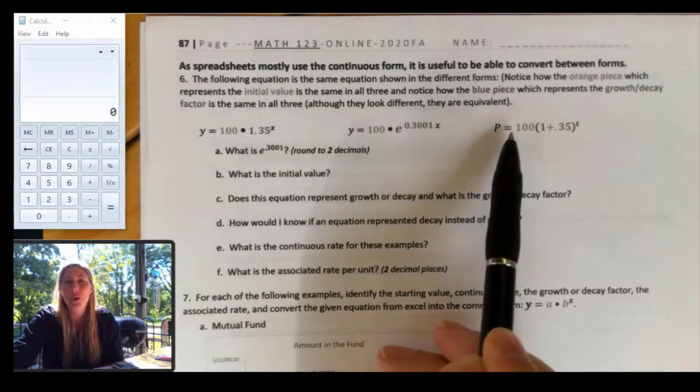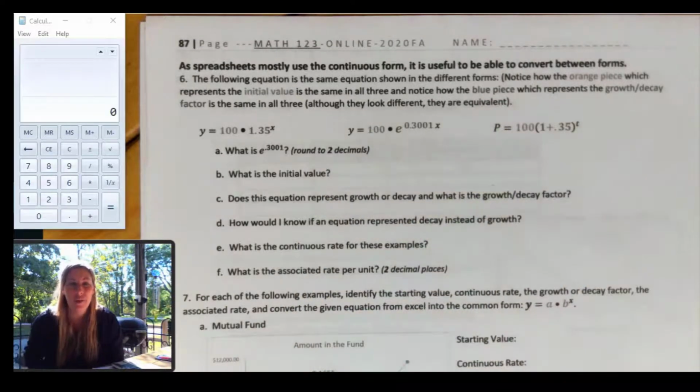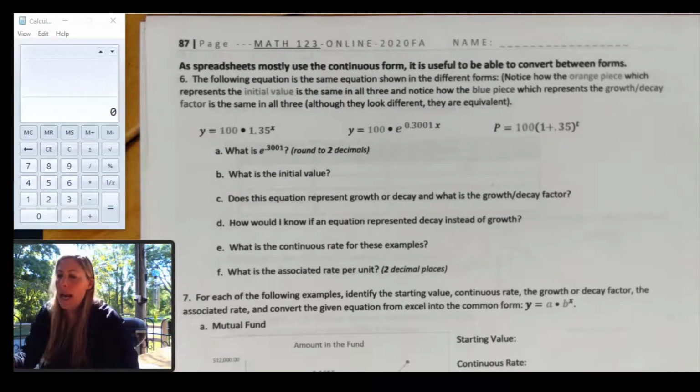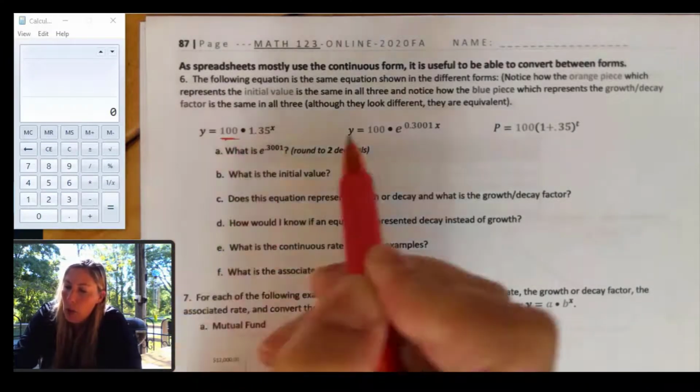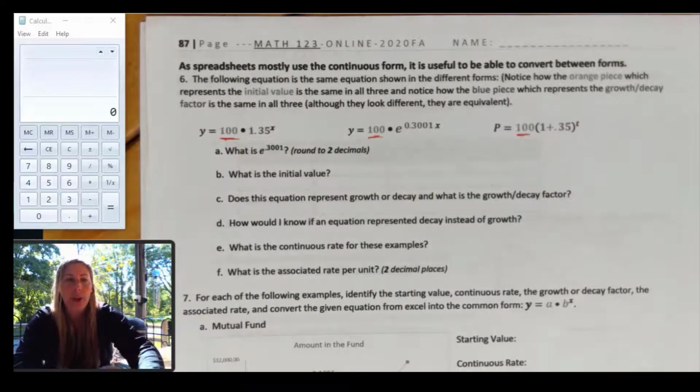All right, when we do financial examples, a lot of times we see this form over here, so we have it there just for information. Now the following equation is the same equation shown in 3 different forms. Notice how the orange piece, which represents the initial value. And now I know some of you have a black and white copy, so the orange piece is going to be this 100. It represents the initial value in each one of them.